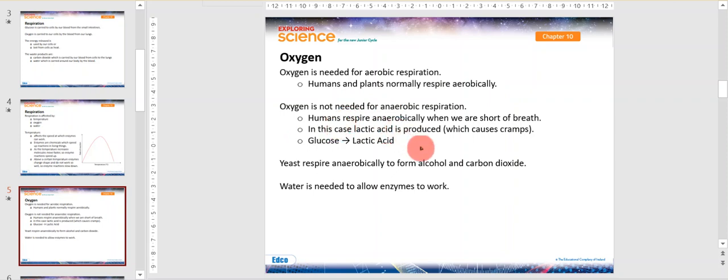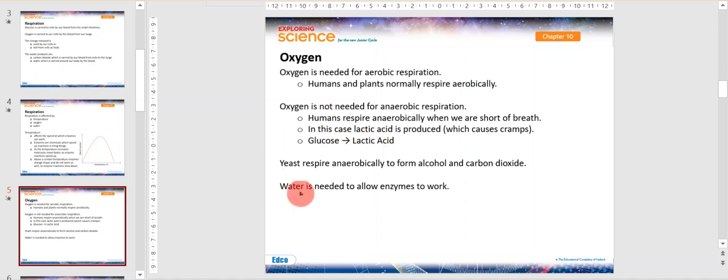So humans respire anaerobically when we are short of breath, and in this case, lactic acid is produced, which causes cramps. And what's happening when you get a buildup of lactic acid? So basically, your body can't get enough oxygen in order to respire aerobically. So it starts to respire anaerobically, where it just takes the glucose, it breaks it down to produce energy to keep the body going. But in that process of anaerobic respiration, we get glucose being converted into lactic acid.